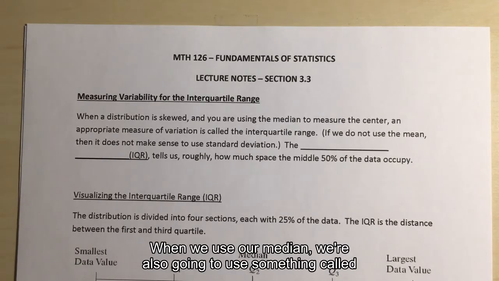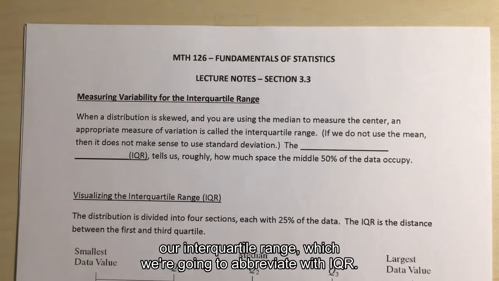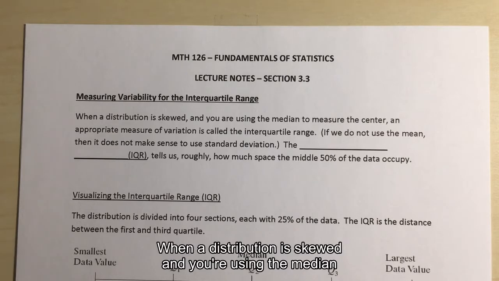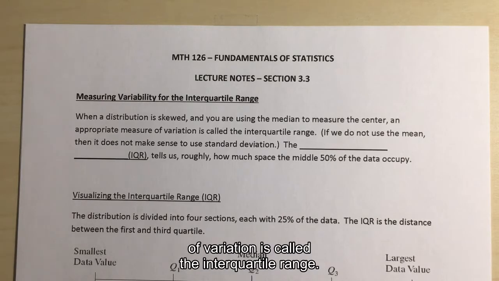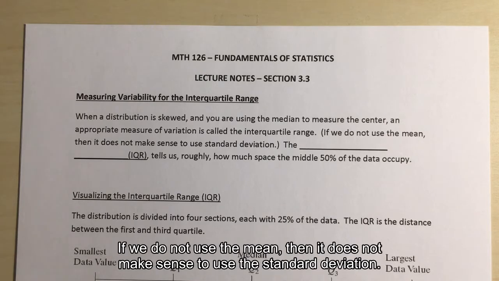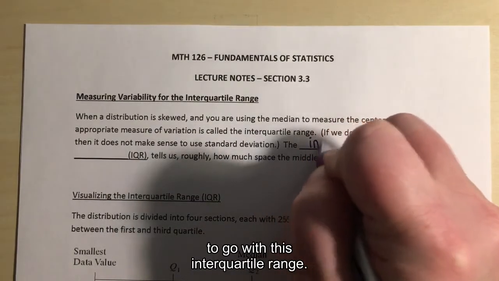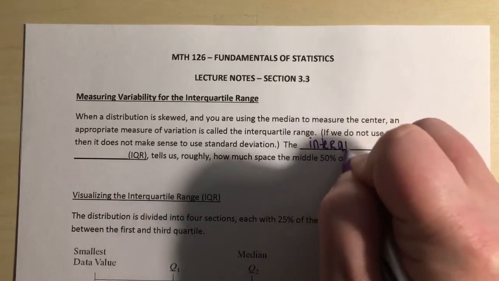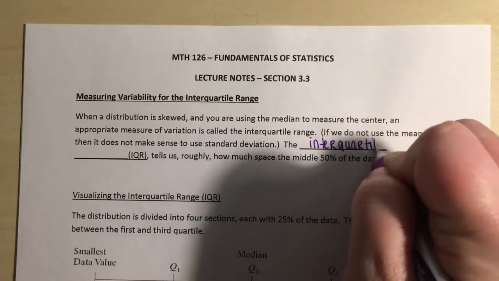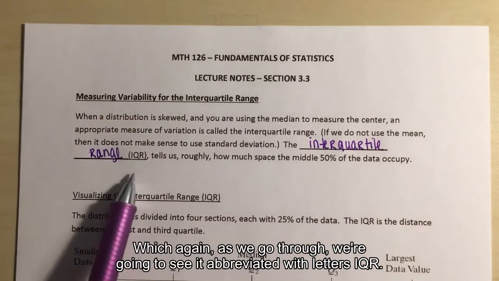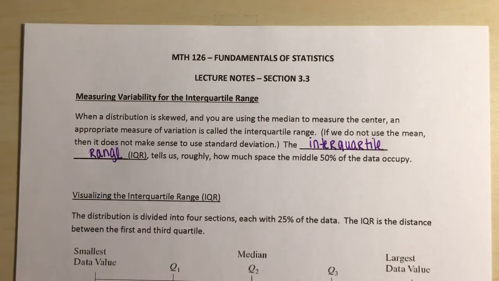And when we use our median, we're also going to use something called our interquartile range, which we're going to abbreviate with IQR. When a distribution is skewed and you are using the median to measure the center, an appropriate measure of variation is called the interquartile range. If we do not use the mean, then it does not make sense to use the standard deviation. So these belong in pairs. Mean goes with standard deviation. Our median is going to go with this interquartile range, which, as we go through, we're going to see abbreviated with the letters IQR.